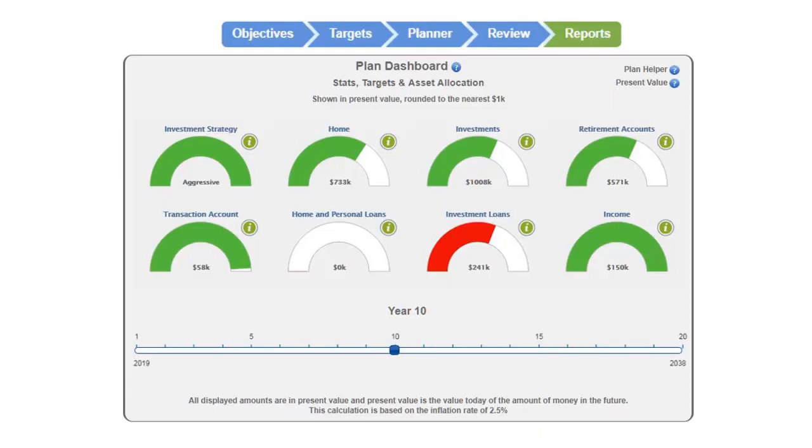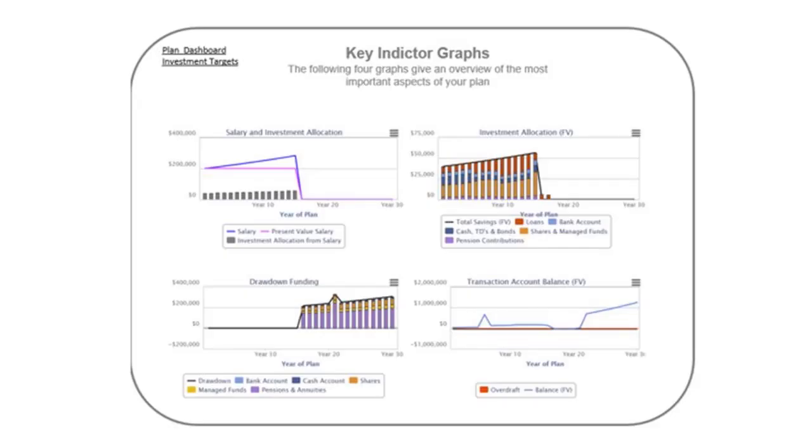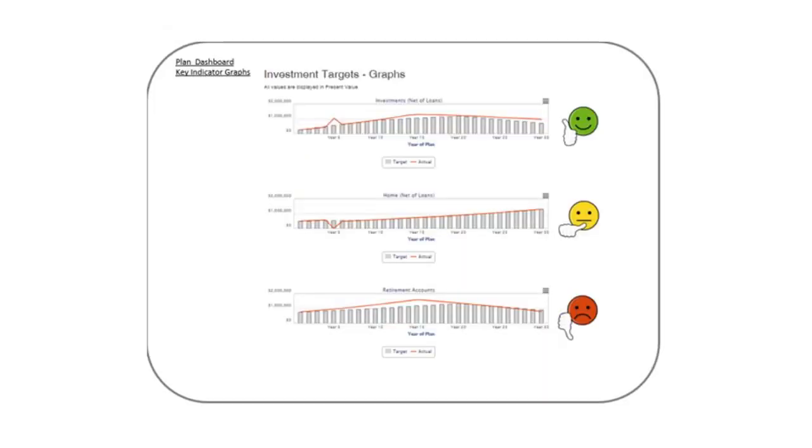On the review page, you can quickly see the results for any year by moving the slider. You can also click on the information icon to see a graph for the full length of the plan. The review chevron also includes 2 extra panels. The second panel will display the 4 key indicator graphs. This is also found at the top of the plan outcomes report. The third panel will display the investment target graphs.